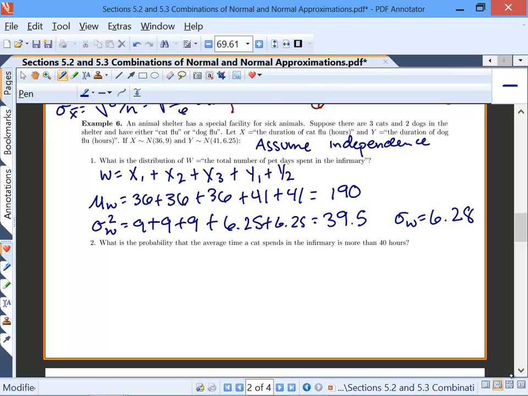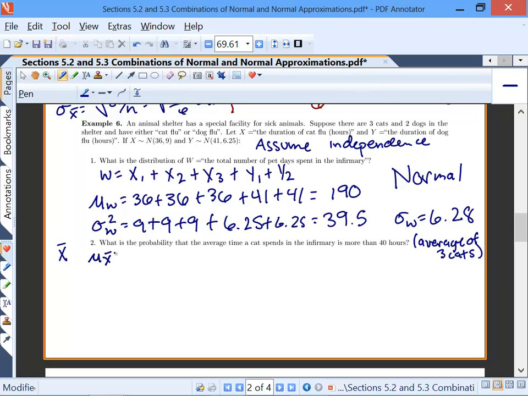And for part 2, what is the probability that the average time a cat spends in the infirmary is more than 40 hours? Okay. So I think it's the average of the 3 cats. And then we forgot to say, for number 1, when it asked what is the distribution, we need to say that it is still a normal distribution. So for number 2, we're looking for the average of 3 cats. So we're looking for X bar. And it's still going to be normally distributed.